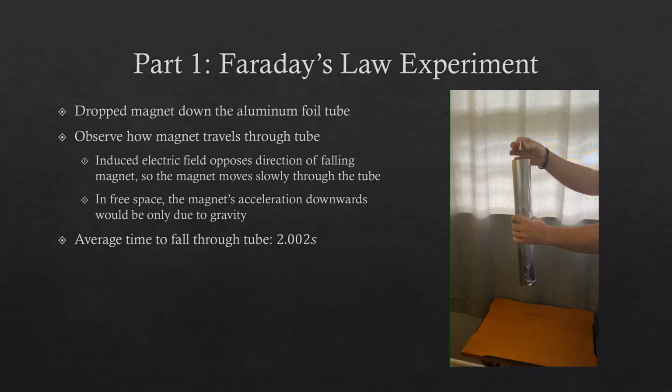In free space, the magnet's acceleration downward would be only due to gravity, as it would not be affected by an electric field. After dropping the magnet down the tube 5 times, the average time it took the magnet to fall through completely was 2.002 seconds. This time will be important for the next part of the lab.